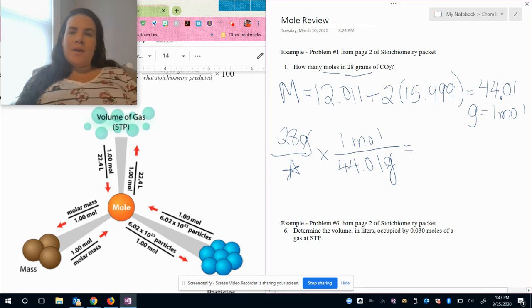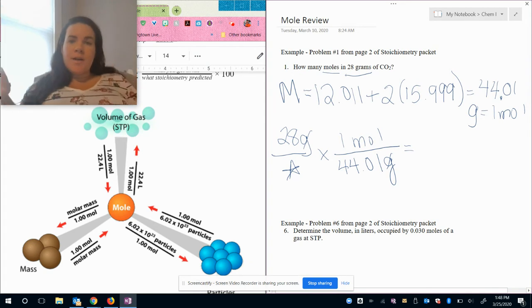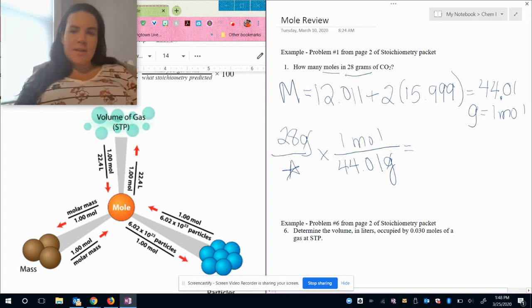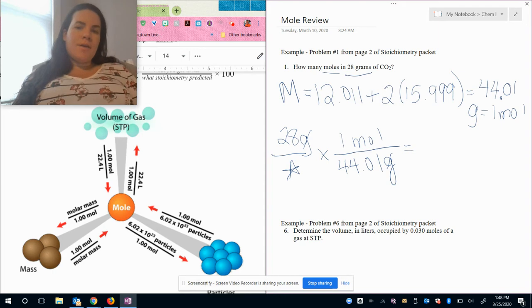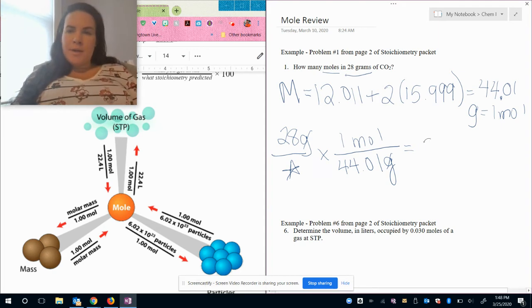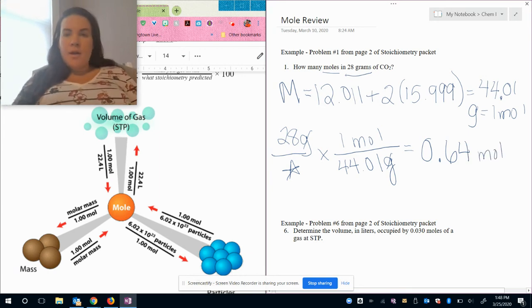Now, when we have a number in the denominator, that means we're dividing. So that's going to be 28 divided by 44.01. And remembering our sig fig rules, we're going to pick the smallest number. Our starting value has 2. The conversion factor has 4. So we want 2 sig figs in our answer. And if you plug this into the calculator and round it to 2 sig figs, I got 0.64 moles as the answer.